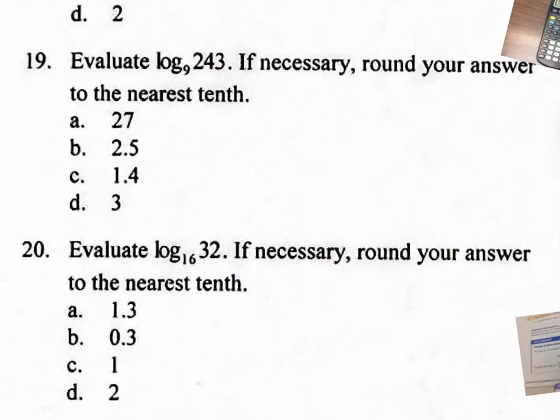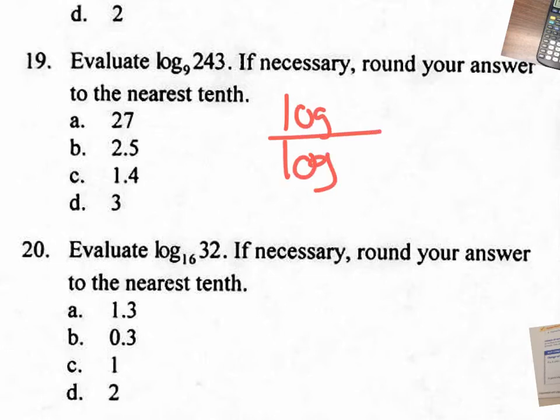Let's go back to our problem here. We're going to take log base 9 of 243, and you could use common log up on top and common log on the bottom. And we put the bigger number up on top, 243. I put the smaller number 9 on the bottom, and you type that into your calculator and you should get your answer.